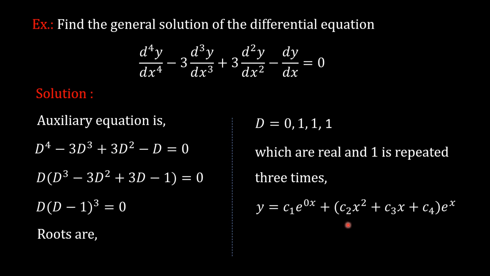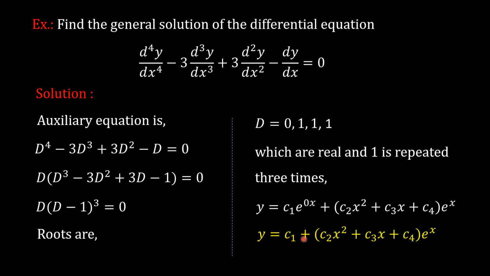Now next, c2. As root 1 is repeated 3 times, consider the power of x less 1. So x square, so c2 x square. Now reduce the power of x by 1 until we get the constant term. So c2x square plus c3x plus c4 into e raised to 1x, that is e raised to x, which is the required general solution.